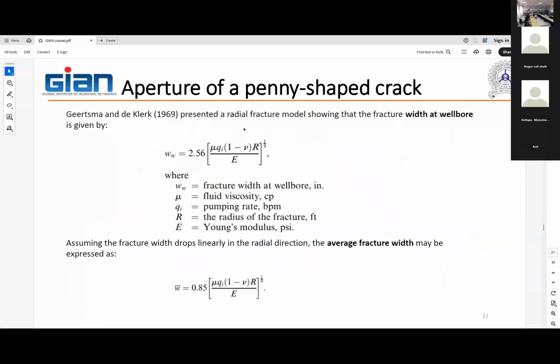So in this case, the average width is given by 2.56. Sorry, this is the width at the wellbore, W_w, okay? So 2.56 times mu, which is the fluid viscosity, Q is the flow rate, 1 minus Poisson's ratio, radius, Young's modulus, to the power 1/4. And if you talk about the average width, all of these will be there, except you will have a W bar. So this is the penny-shaped crack, okay?